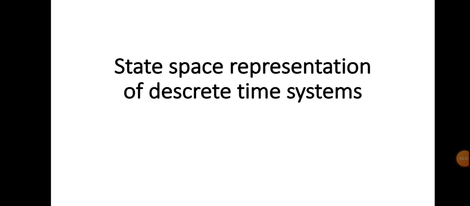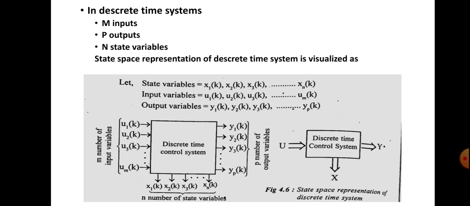Students, here we are going to discuss state space representation of discrete time systems. Here the analysis of the discrete time systems by using state space representation is similar to that of the continuous time systems. So in the case of discrete time systems, we are taking a system with m inputs, p outputs and n state variables. So we can represent the state variables as x1 of k, x2 of k, x3 of k, etc. up to xn of k.